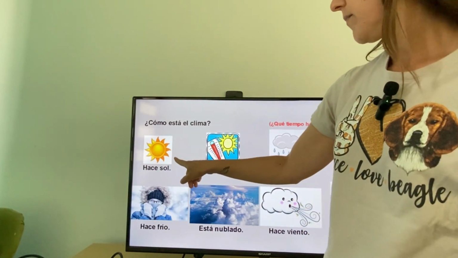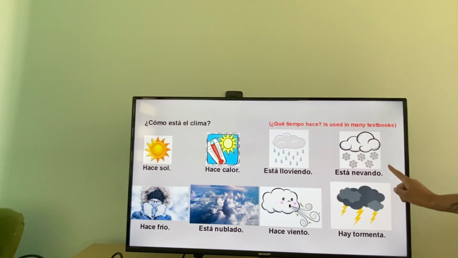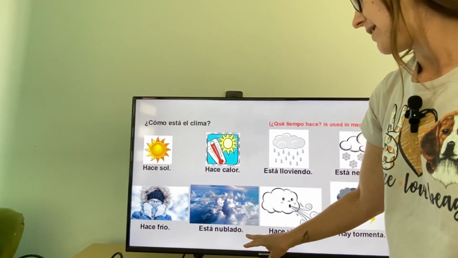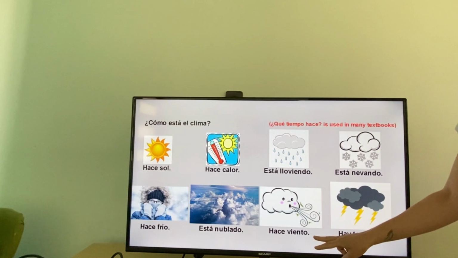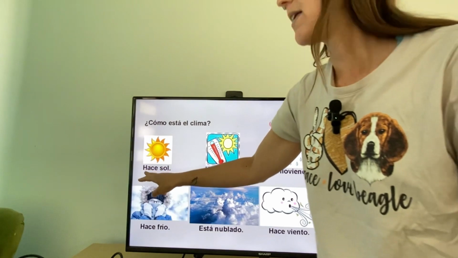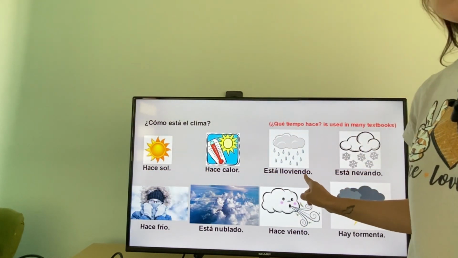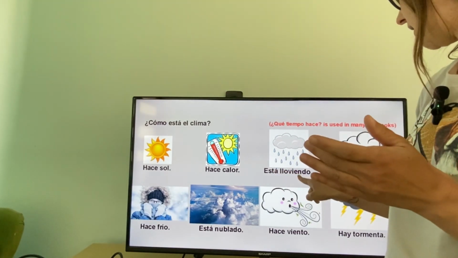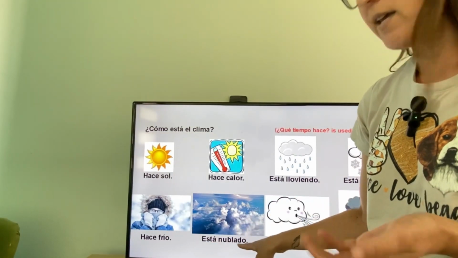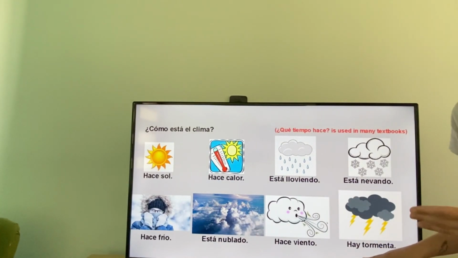Repite. Hace sol. Hace calor. Está lloviendo. Está nevando. Hace frío. Está nublado. Hace viento. Hay tormenta. So hace literally means it does or makes. So it's making sun, it's making heat. Está lloviendo is a more direct translation. It is raining, it is snowing, it makes wind. It is cloudy is a direct translation, and it makes cold. And then hay tormenta means there is a storm.